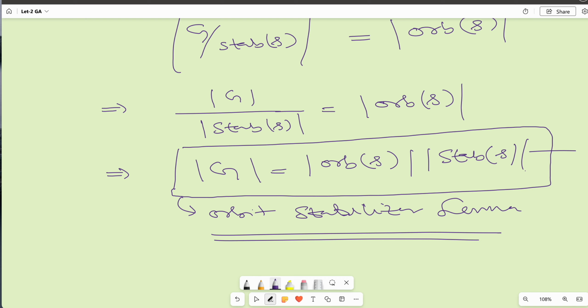So the number of elements of G is the number of elements of the orbit of an element times the number of elements of the stabilizer. This is called the orbit stabilizer lemma.